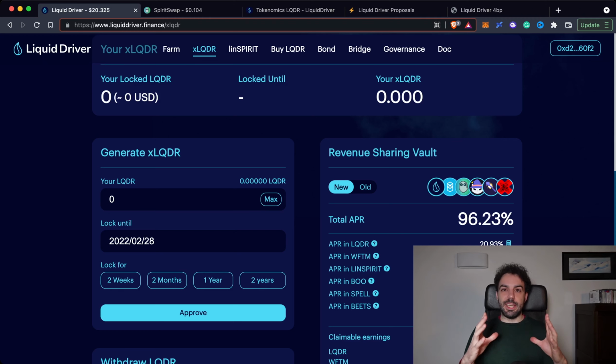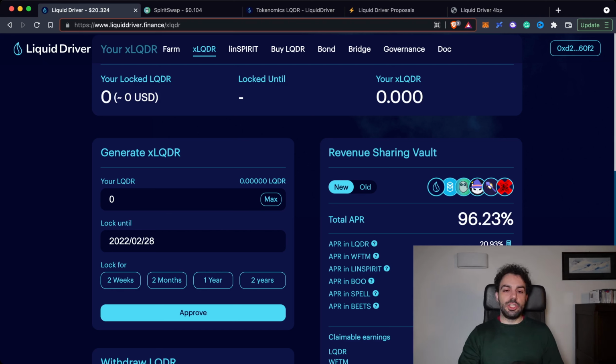Not to mention that at the same time, Liquid Driver is accumulating a high amount of tokens from Spookyswap, Spiritswap, Beethoven X, and Magic. The reason why this is important is that, for example, on Spiritswap, it allows you to vote for the amount of APY that should be redirected to certain pools. So what Liquid Driver can do is accumulate Spiritswap tokens in order to boost the rewards for the pools that contain the tokens they are interested in.